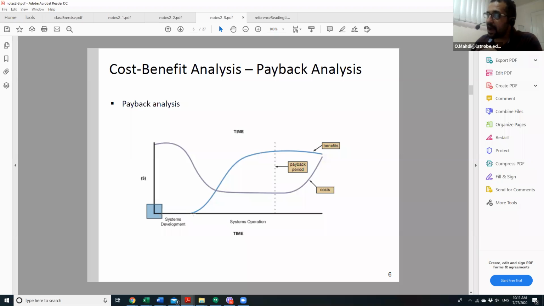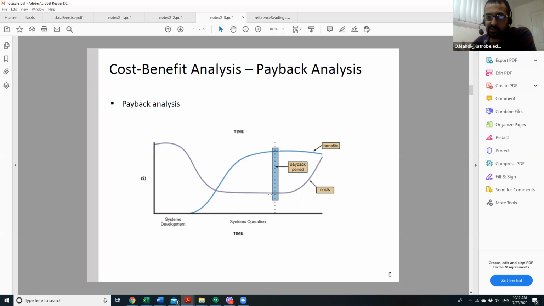Now, look here. When the cost starts to decrease, and the benefits here, let's say this point is the second year, for example. From the second year, the benefits start going up, and up, while the cost goes down. At this point, this is what we call the payback period. Here at this point, we can say when you start getting benefits from your project.